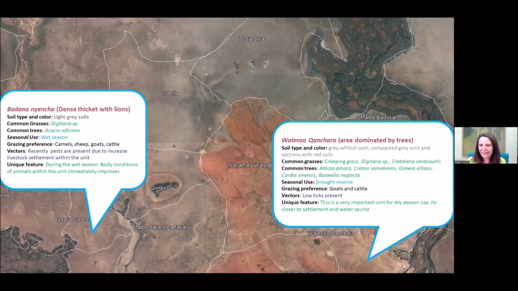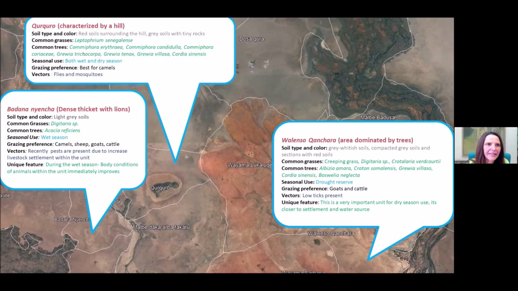Then we have a different area here, Valenzo Cachara. This area is a drought reserve. It has, apart from grasses, also legumes, and it is located very close to the settlement and also water sources, so that it has a high potential. It is really used at the end of dry seasons or during droughts. And then we have the area Cuerquero, which is mostly used by camels. There are a number of common tree species there that are used as fodder for camels, which is also why it is not so much used by other animals.